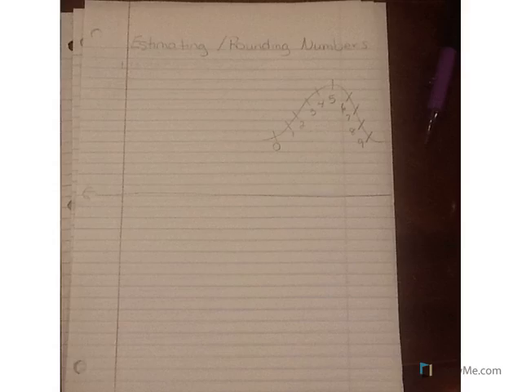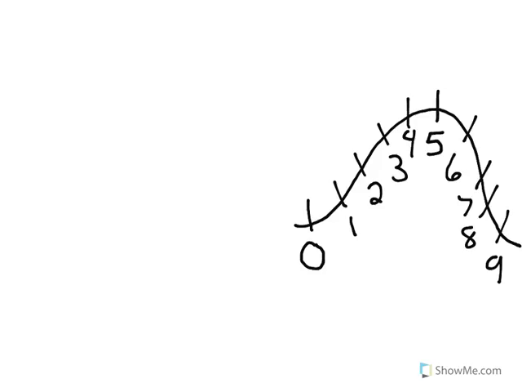So your notes should look like this. You should have the little roller coaster number line on one side, and then you should still have space left over for the notes we're going to write.